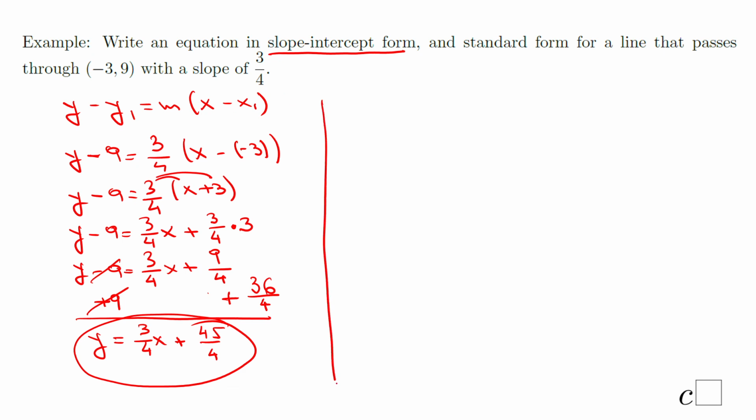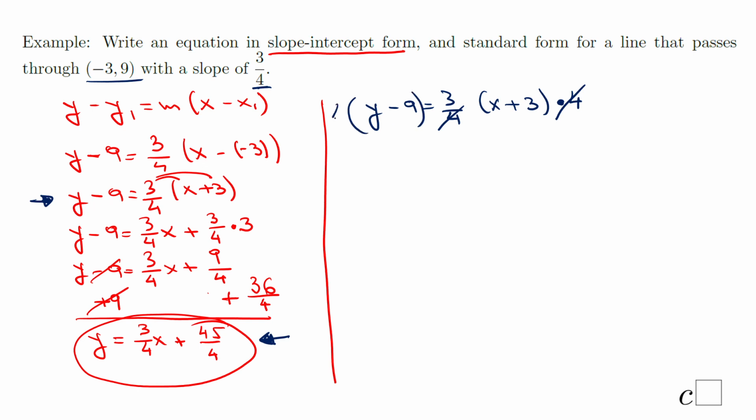Let's write the equation of this line in standard form. And you can use this form and multiply by 4. Let's say, start from here, which is the point-slope form. Let's see how we get the standard form from this point-slope form, since we have a point and the slope. And we're going to multiply by 4 to get rid of this 4. The same thing here, multiply by 4, and we have here 4 times the quantity y minus 9 equals 3 times the quantity x plus 3.